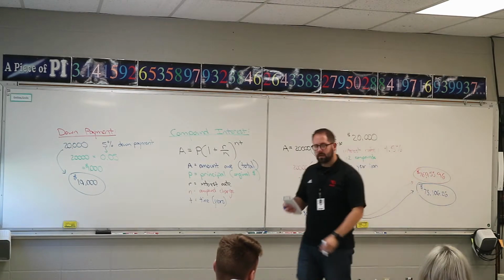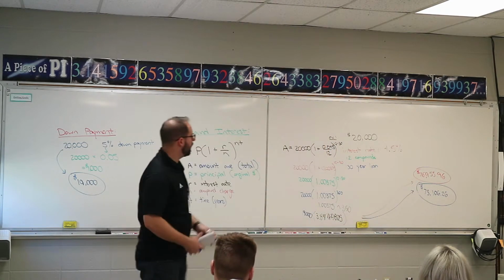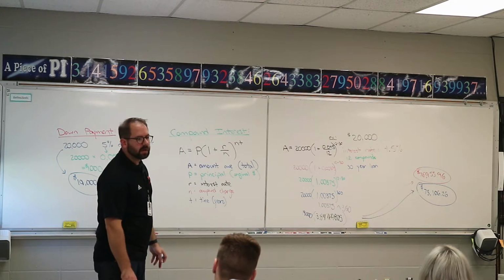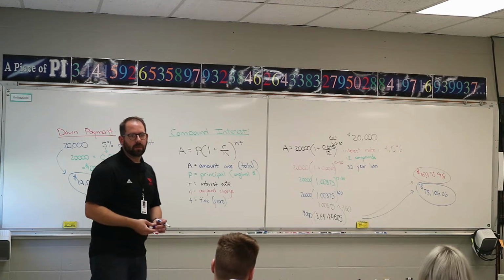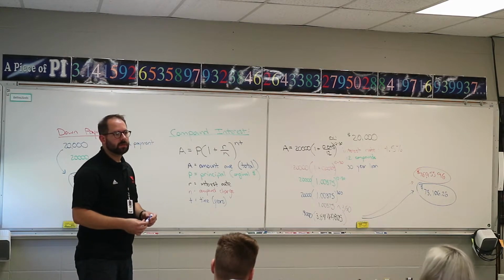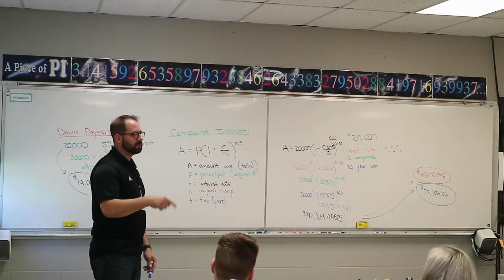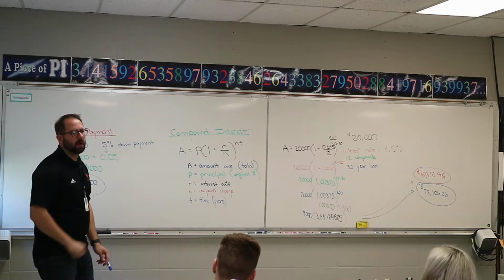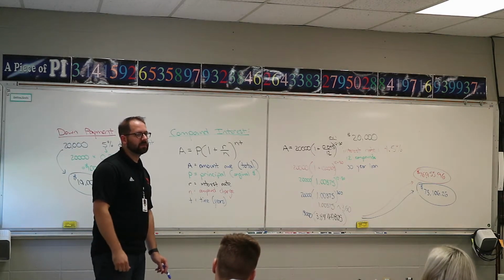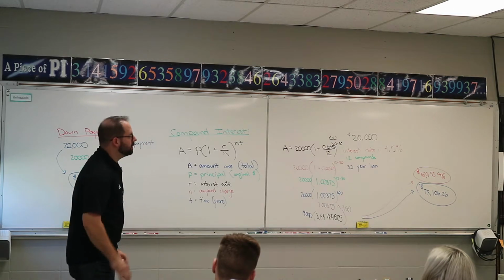Okay. Now, here's the thing. You put $1,000 down in the home, right? How much did it save you in the long run? $3,000. $1,000 down in the first, saved you $3,000 in the long run. That's a pretty good savings for $1,000.